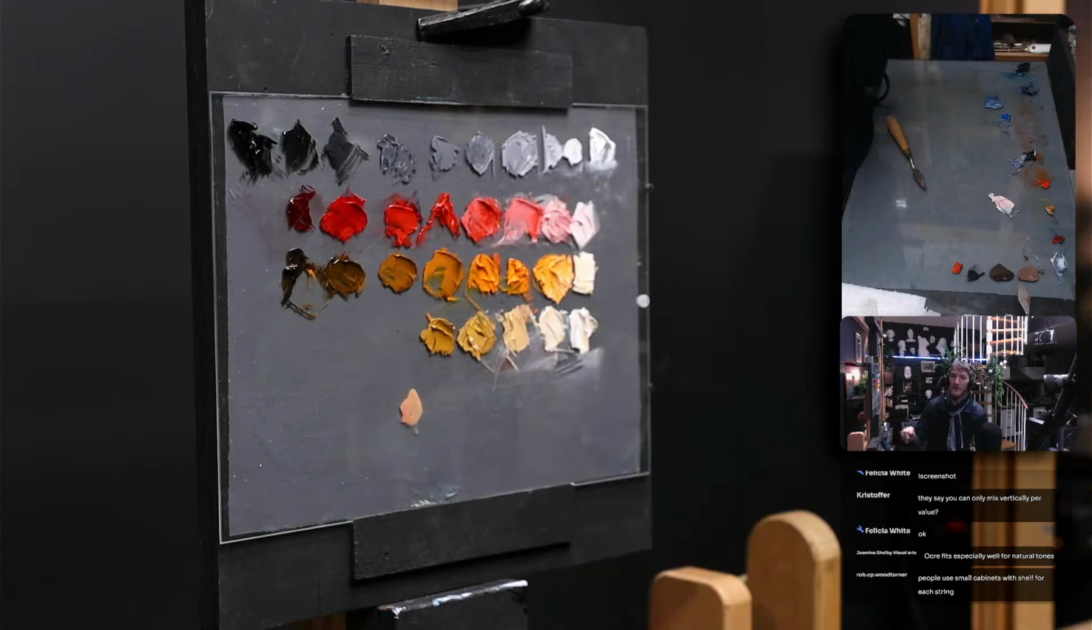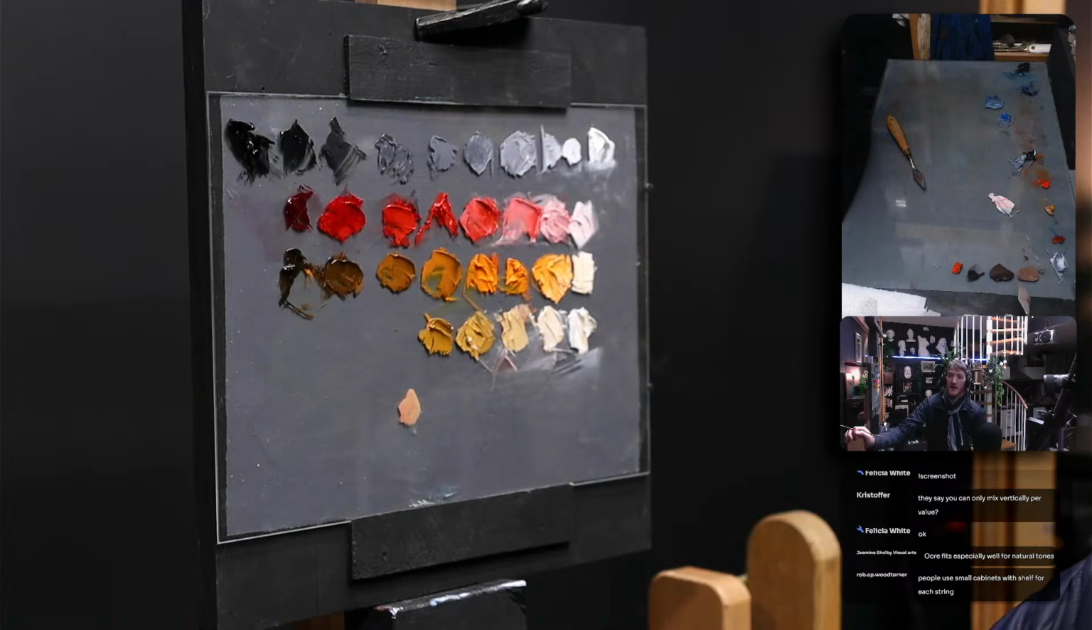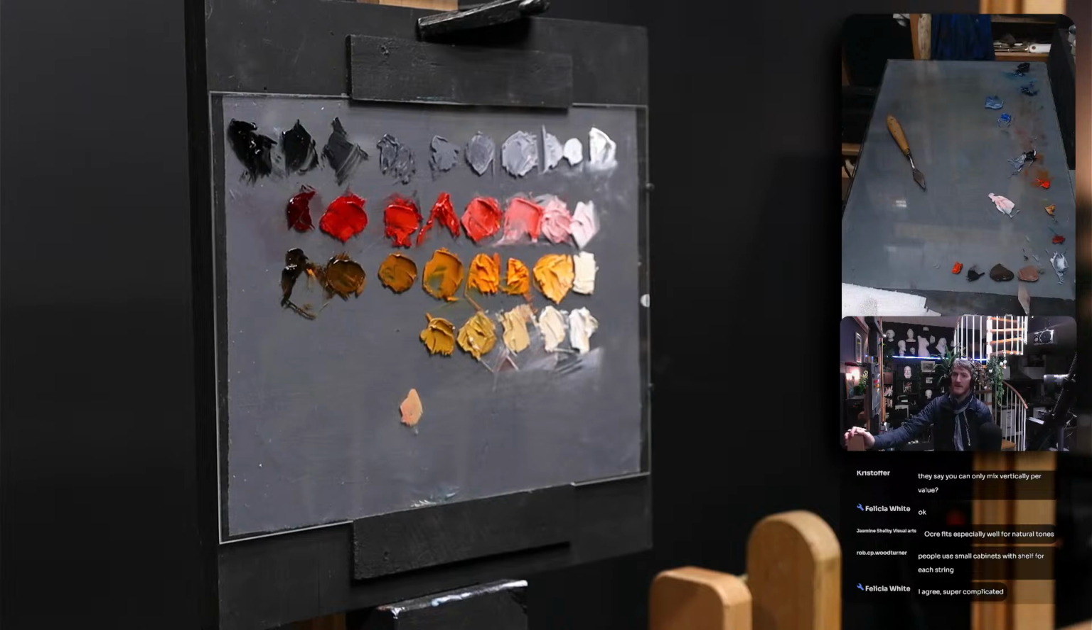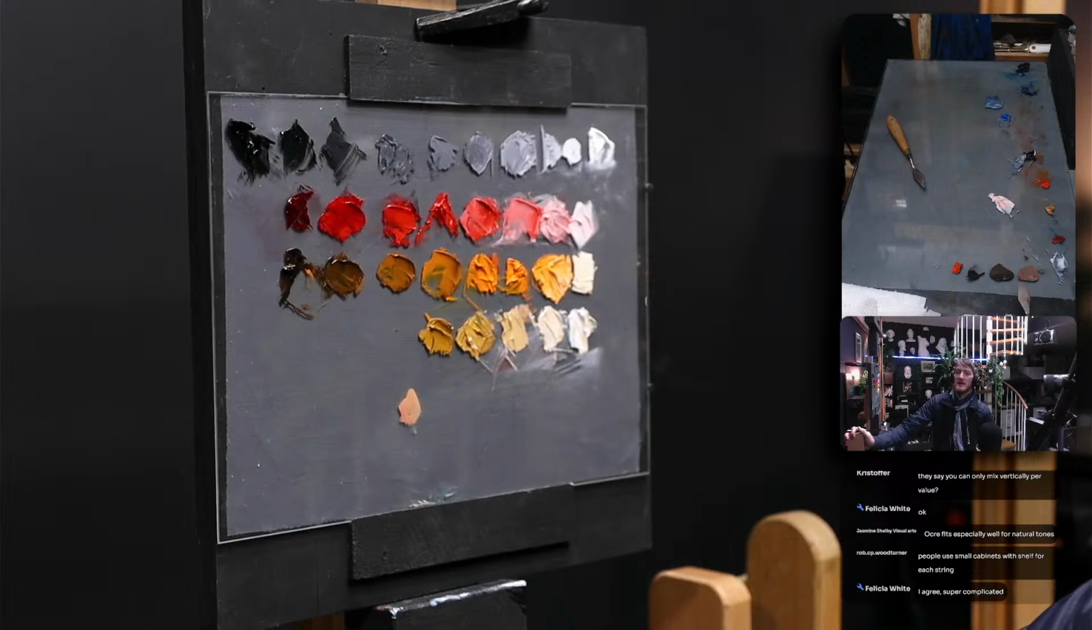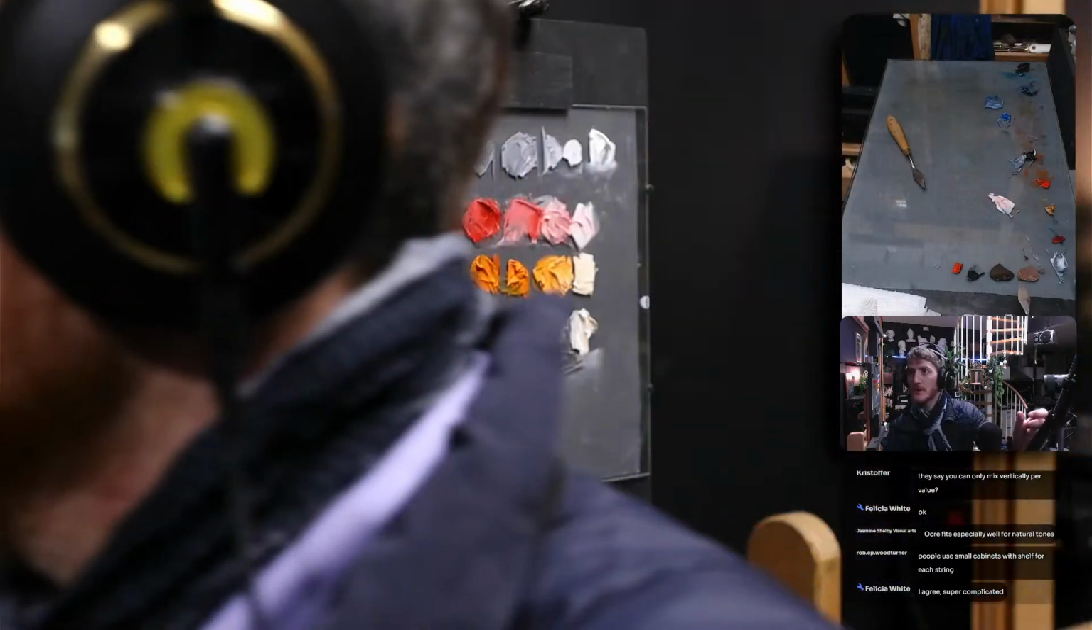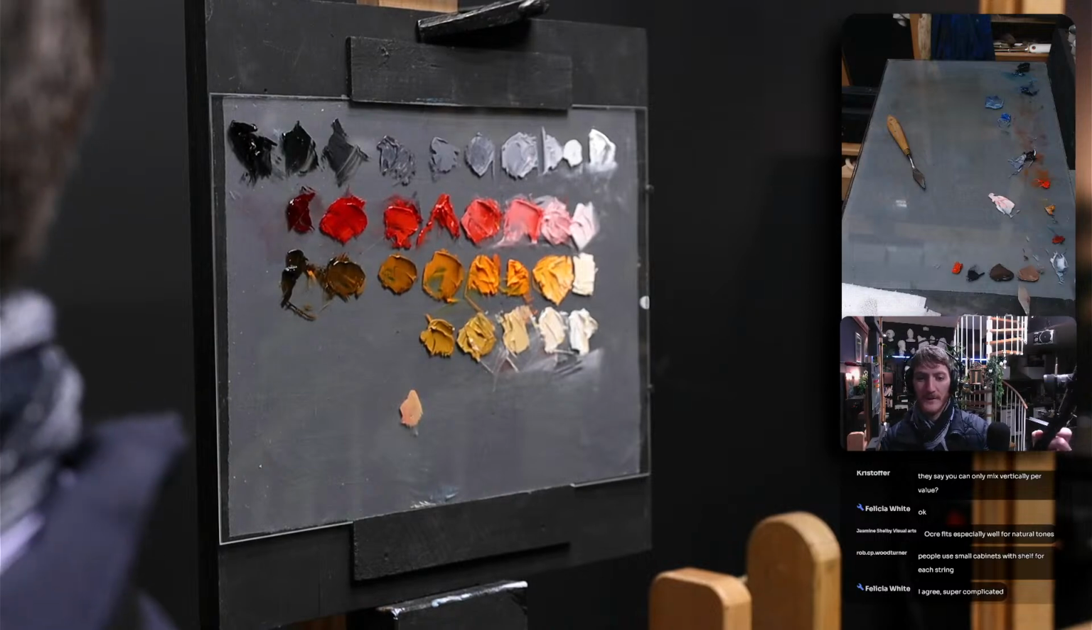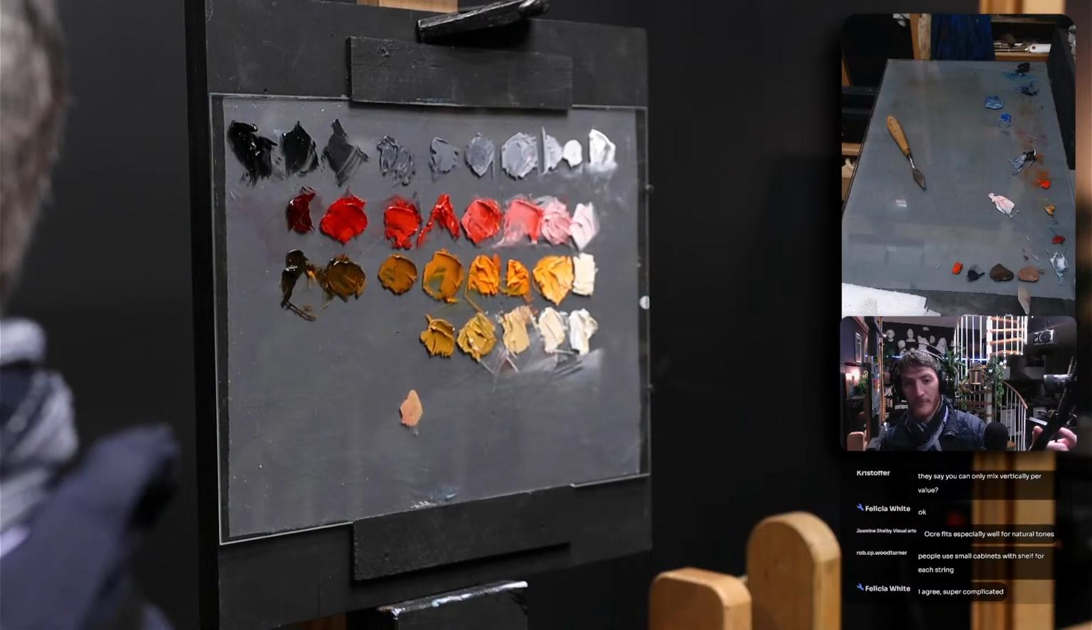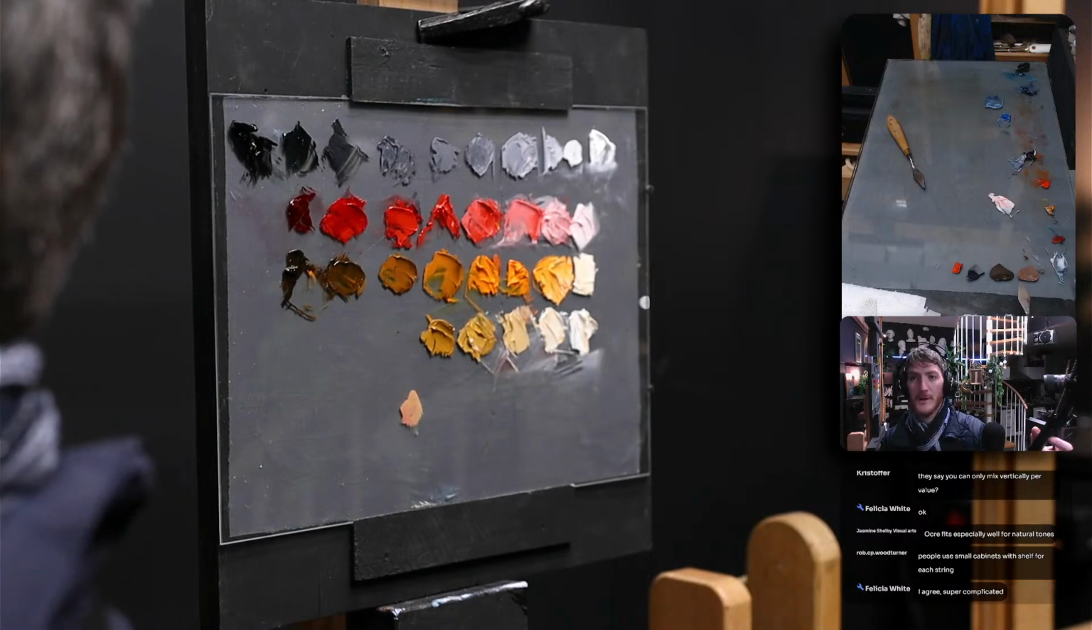People use small cabinets with shelves. I've seen that. It's the prismatic palette. This little cabinet, I'm gonna try to find it and show it to you. It's really something, not something that I recommend either.